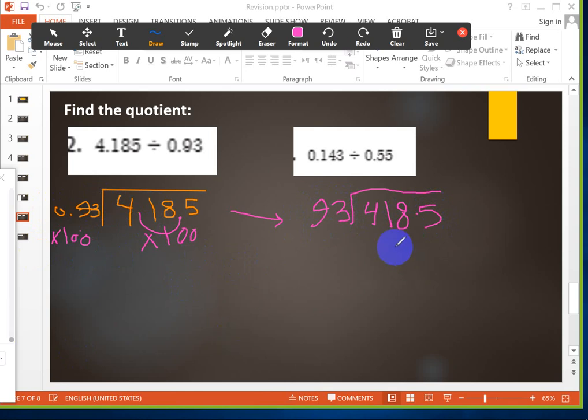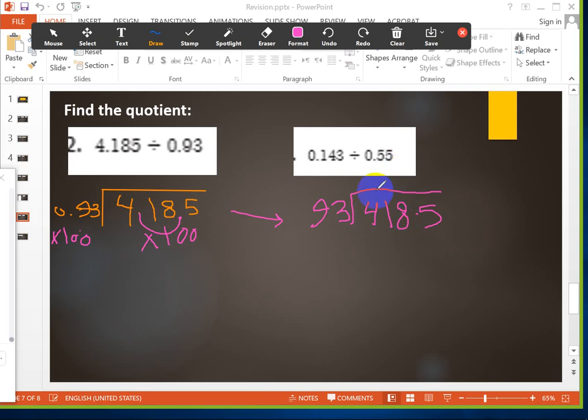Let's divide. I will start my division on the same strategy. 4 divided by 93. First thing, can I divide 4 on 93? No. So I will take the number next to it. It will be 41. 41 divided by 93. Can I divide 41 on 93? Also I can't. So I will take the 8. So the number becomes 418. That means the first digit in the quotient will be ones.